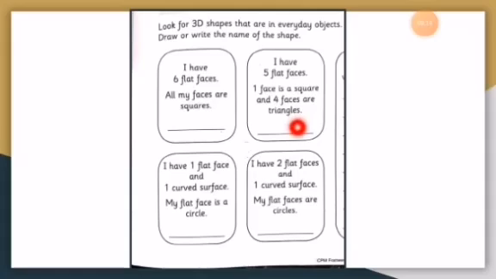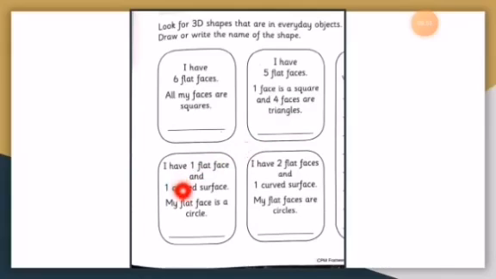Yes, which shape has these properties? And that is a 3D shape. Just think about it. Again, I am going to read these properties. I have 5 flat faces. One face is a square and 4 faces are triangles. Which shape is this? Very good. Pyramid. The name of this shape is pyramid.